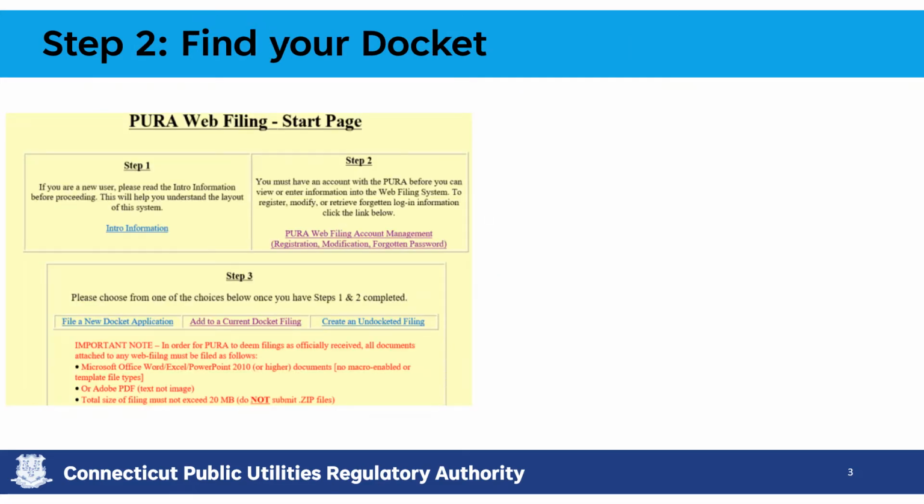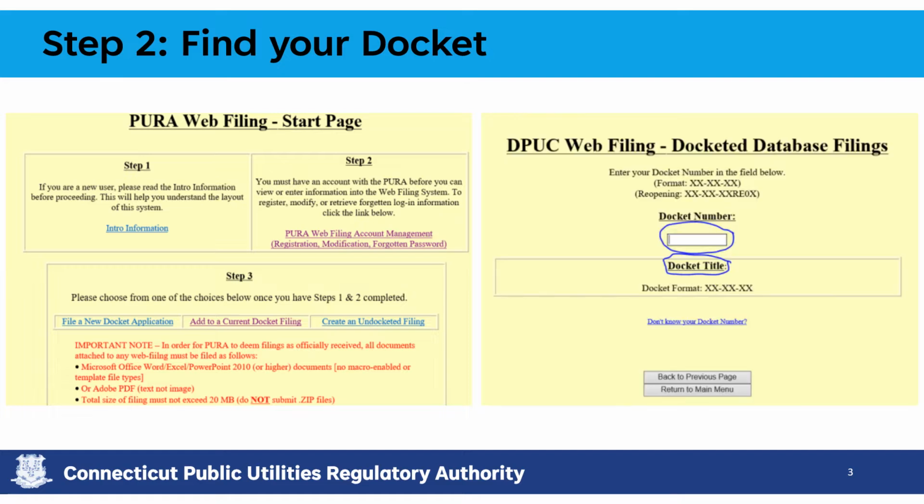When you're logged in, you will arrive at the home page. In the Step 3 box, you can choose to file a new Docket application, add to a current Docket filing, or create an undocketed filing. Please again note that supported web browsers include Chrome, Firefox, or Edge.